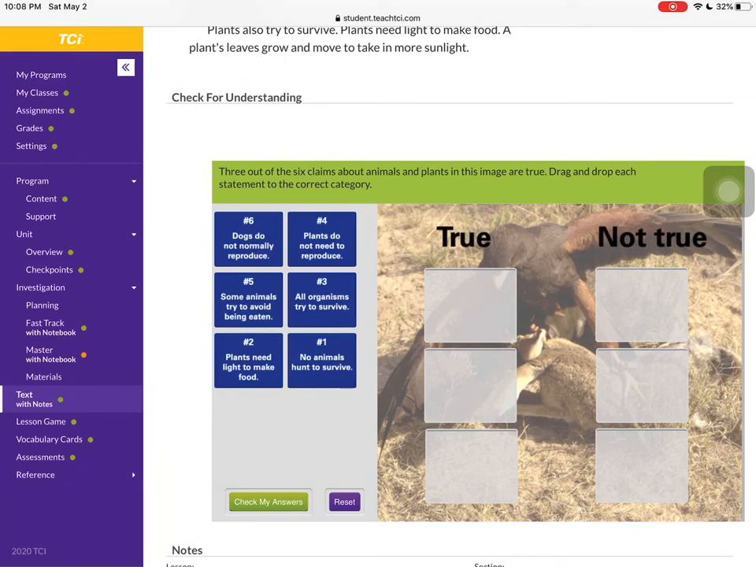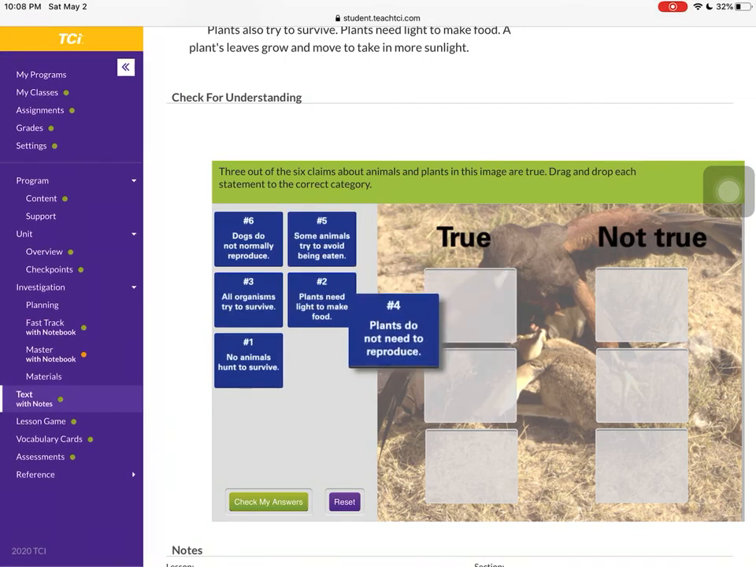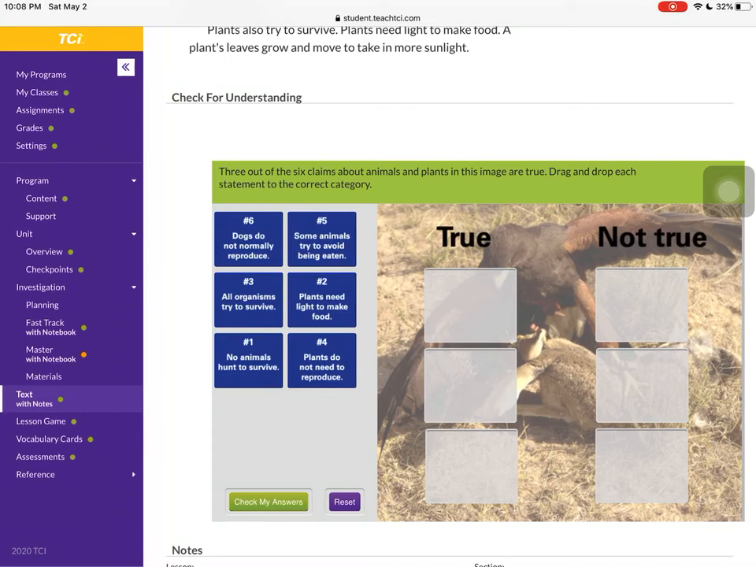Drag and drop each statement to the correct category. All right, so you're just going to drag. I was just demonstrating how it works. So you're just going to click on the box, drag it. If it's not correct, drag it back and you can try it again. Once you have that correct, check your answers and you can take a screenshot and post that.